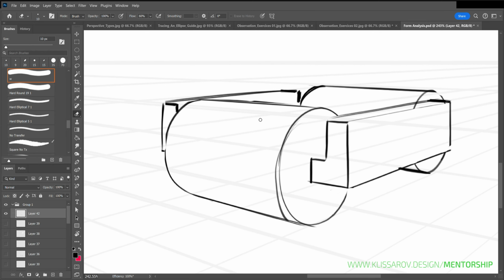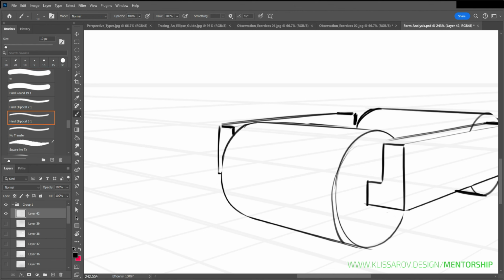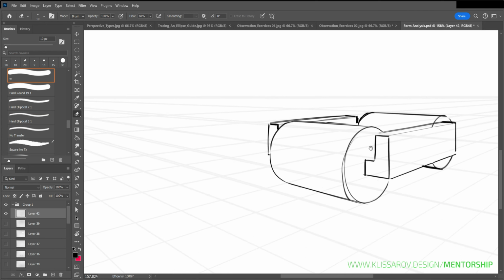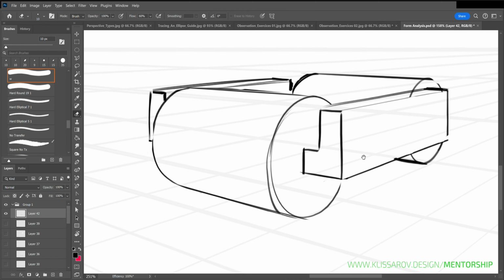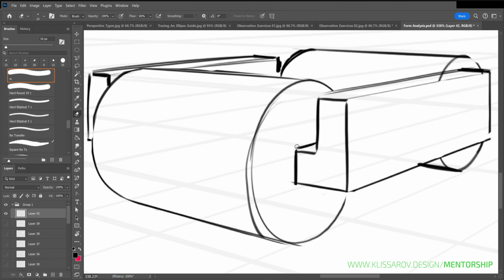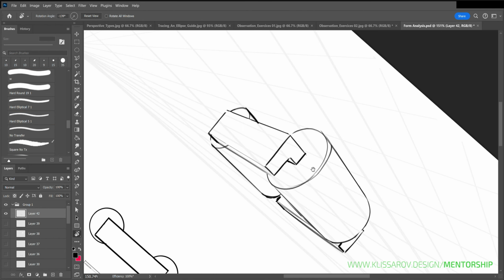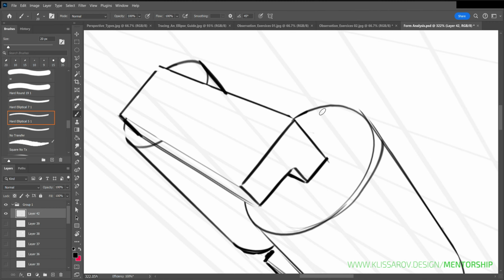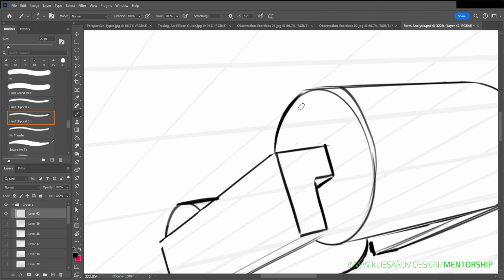But the objective is not to draft something mathematically accurately, although perspective wise it needs to be proper. The objective is to represent a shape with more or less the proper dimensions, or at least proportions, or the way it's perceived in a perspective view, right? That's the objective of it.